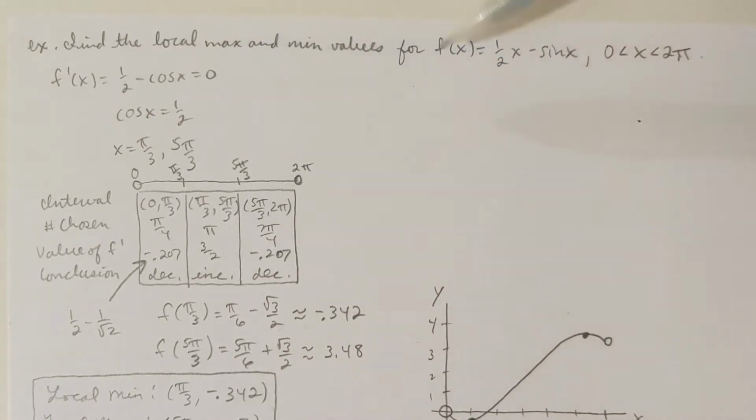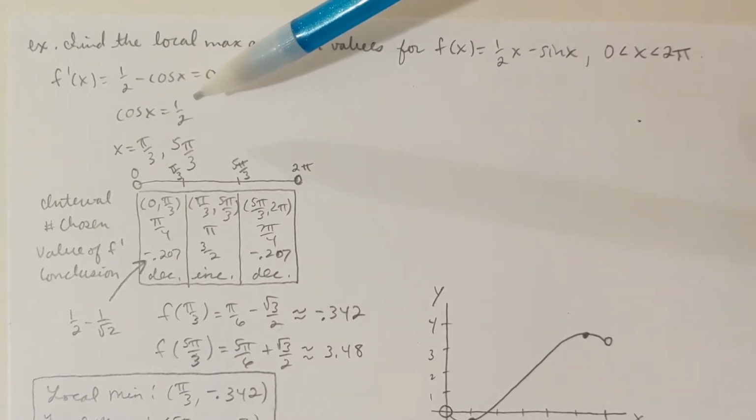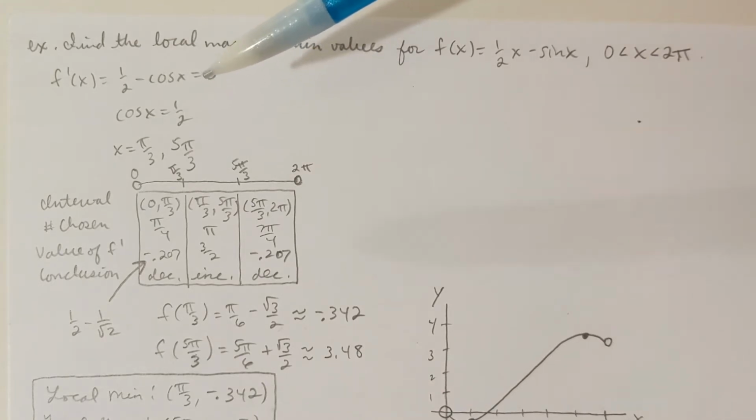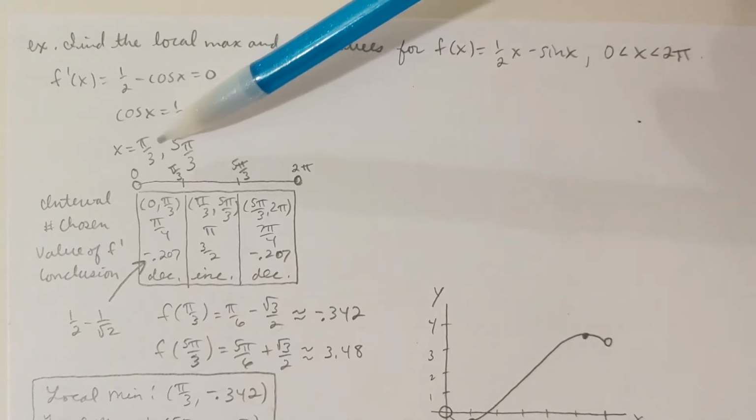So f prime of x would be 1/2 minus cosine x. The critical values are the numbers that are going to return 0 from the derivative, or numbers that you can't plug into the derivative. So I'd want to set f prime of x equal to 0 and solve this equation. If you add cosine x to both sides, cosine x equals 1/2. Well, cosine x is adjacent over hypotenuse. The adjacent side is 1 and the hypotenuse is 2. The opposite side would be root 3, and the angle that you'd be talking about would be pi over 3.